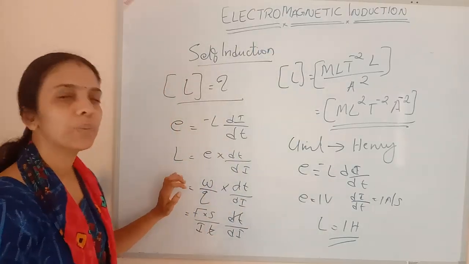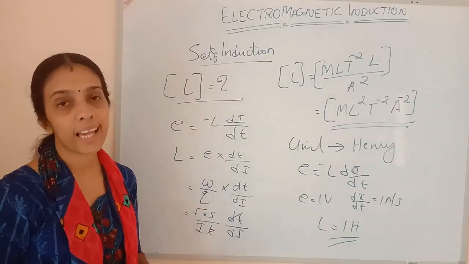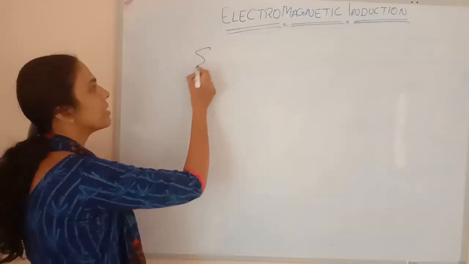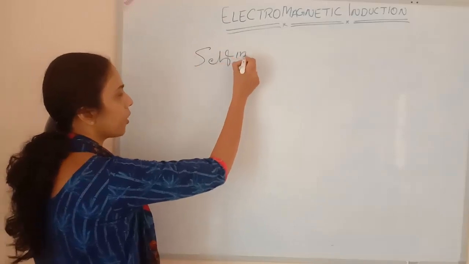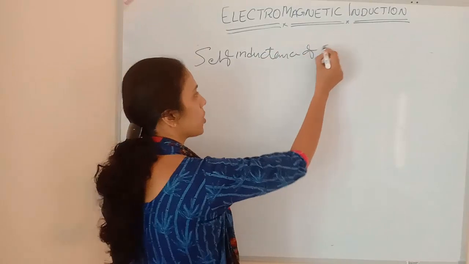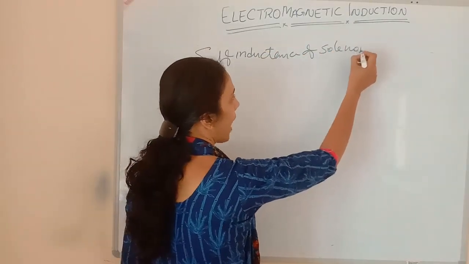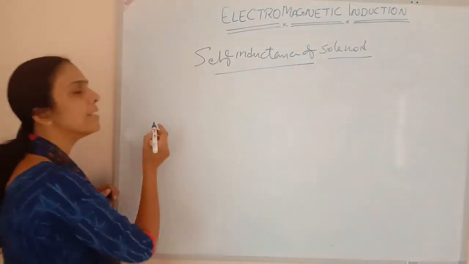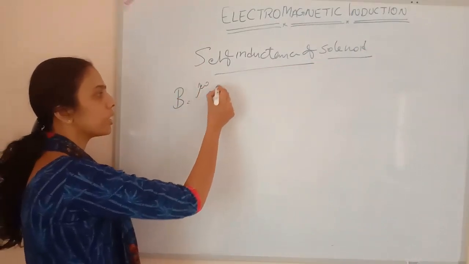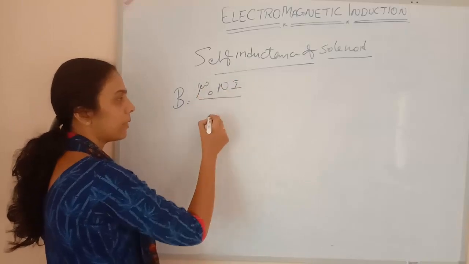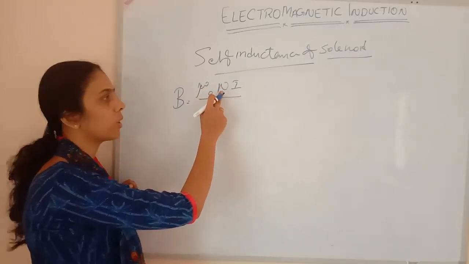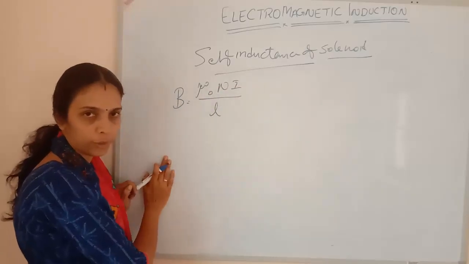Clear? Next we are going to find out the self-inductance of a solenoid. We know the magnetic field inside a solenoid. What is it? B is mu 0 N I by L, where L is the length of the solenoid, N is the number of turns in the solenoid, and I is the current flowing through it.